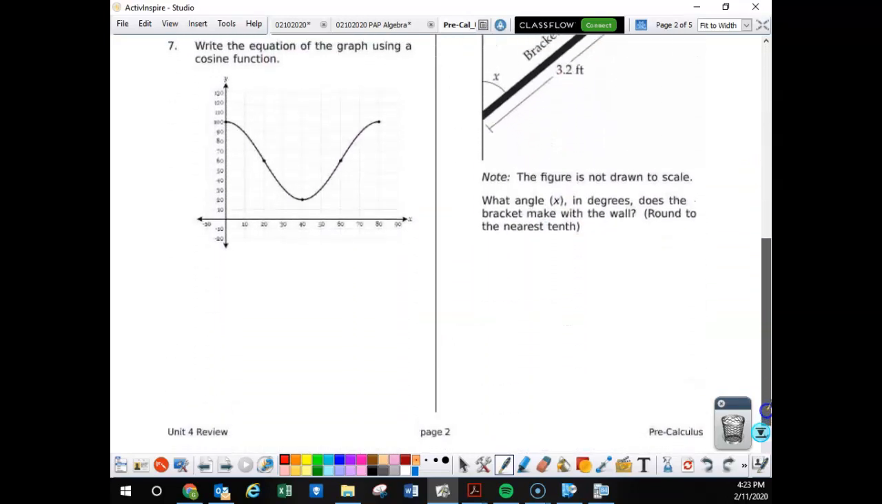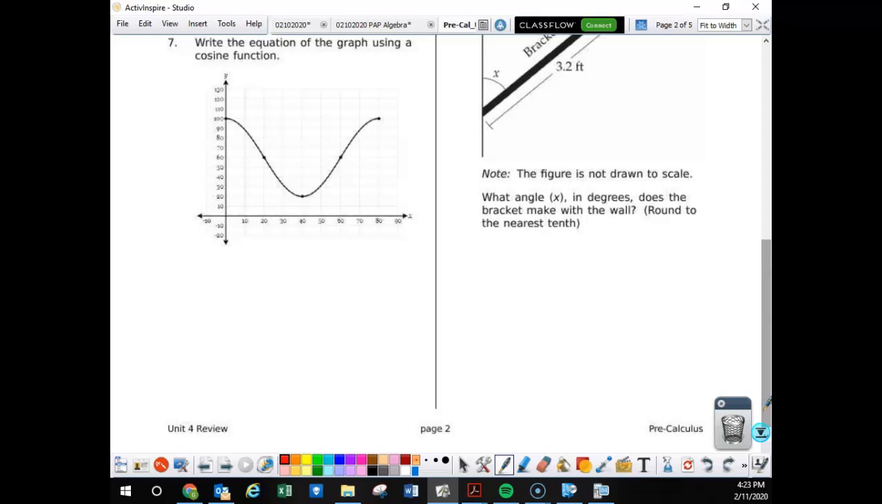Okay, number 7, write the equation of the graph using a cosine function. So we're using cosine. And then what I'm going to use is the window pane method. The good thing is that they only give us one cycle. So that's all I have to worry about. And here, this is the middle. And this is also the middle right here. So the midline is that middle of the window pane, which is right here at 60.